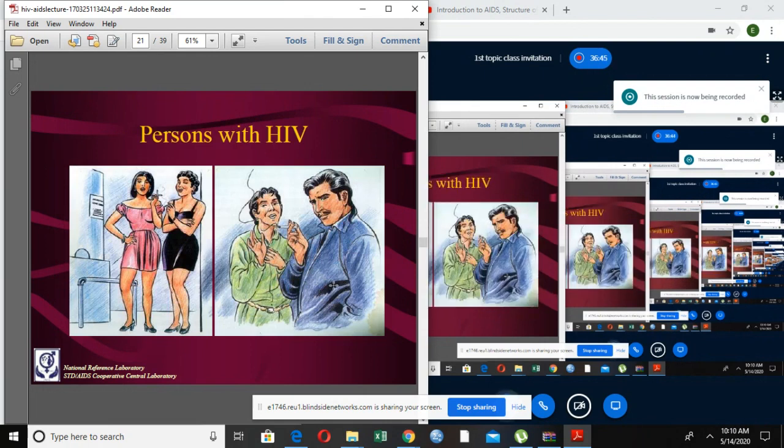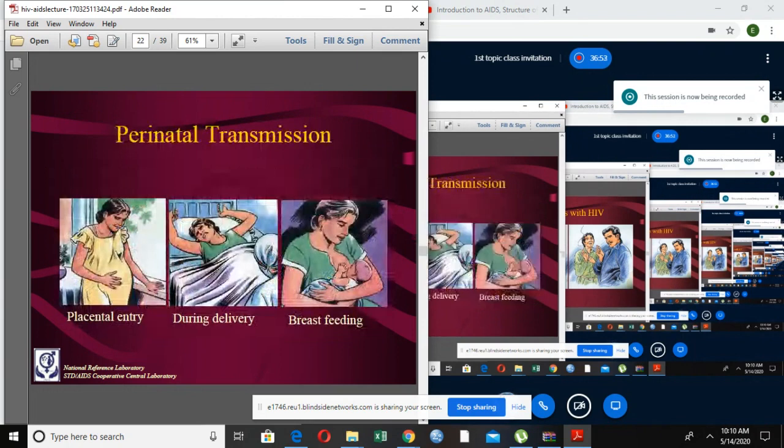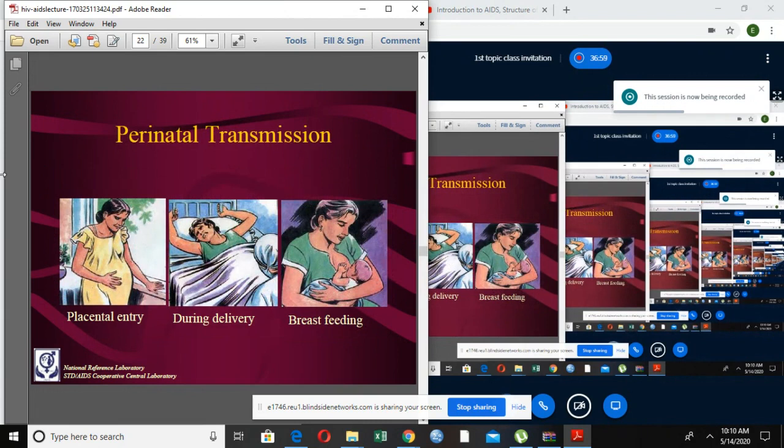If you are sexually active with a person with HIV and AIDS, of course you'll get the transmission. Then you have perinatal transmission. That is when a mother who is pregnant and has HIV and AIDS may transmit the HIV to the unborn baby if her CD4 cells are very low, or if her viral load is very high.